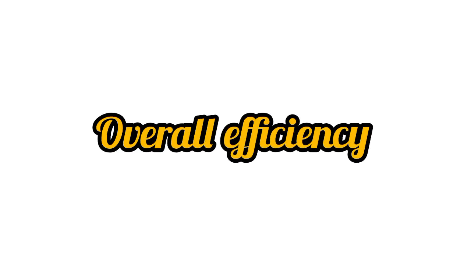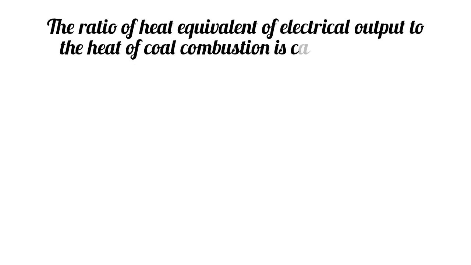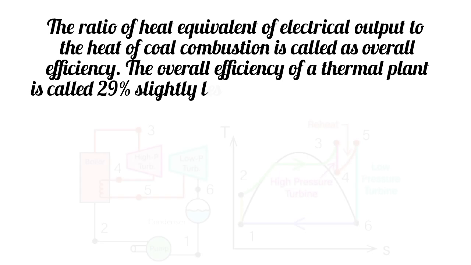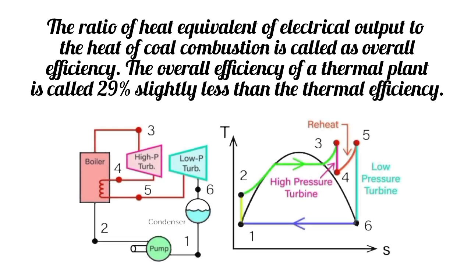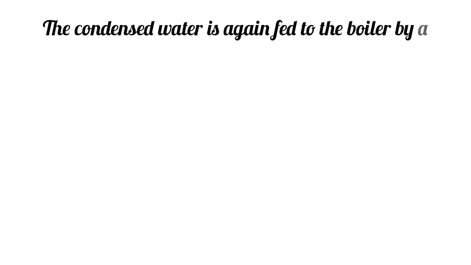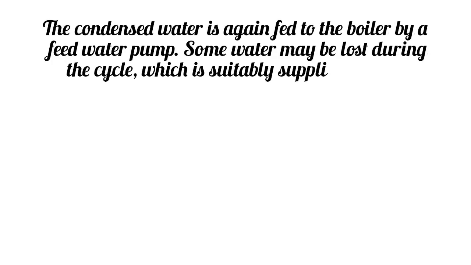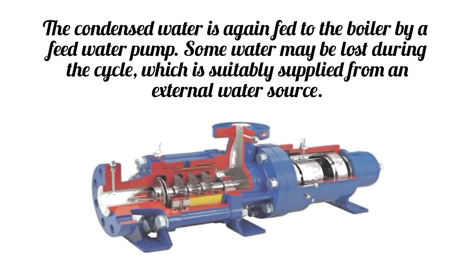Overall efficiency. The ratio of the heat equivalent of electrical output to the heat of coal combustion is called overall efficiency. The overall efficiency of a thermal plant is around 29%, slightly less than the thermal efficiency. Feed water pump. The condensed water is again fed to the boiler by a feed water pump. Some water may be lost during the cycle, which is suitably supplied from an external water source.